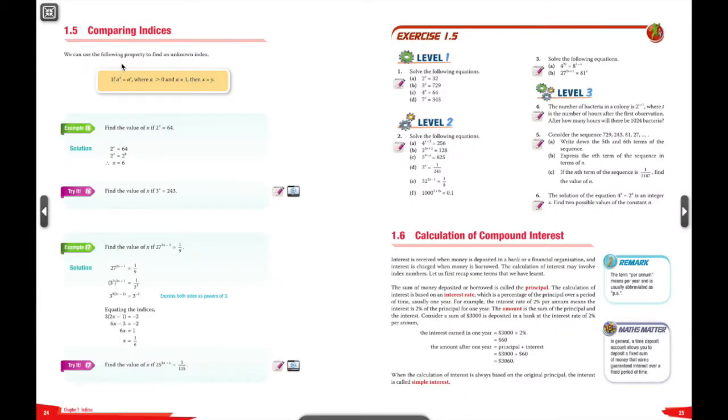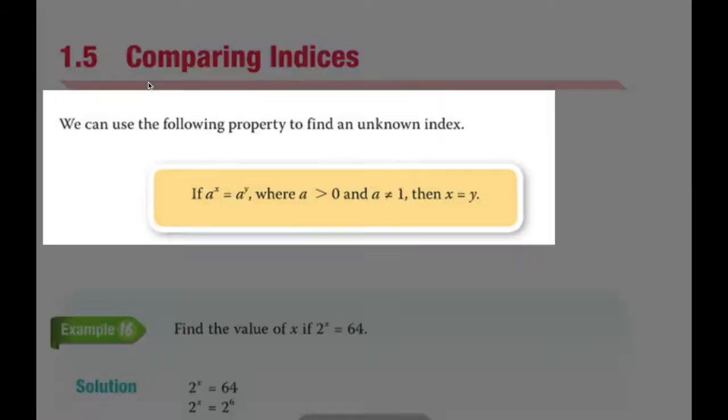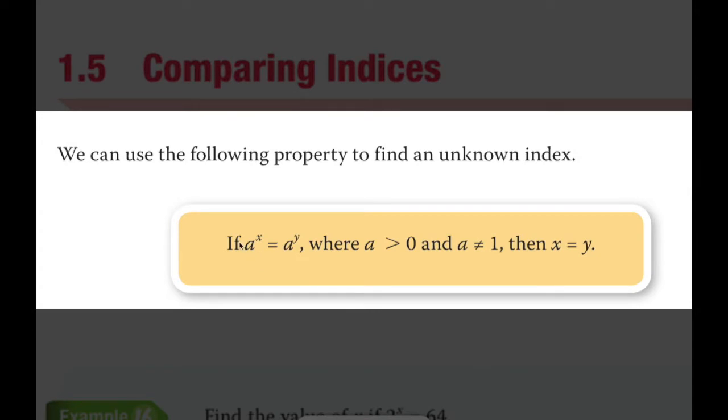On to 1.5, comparing indices. The idea behind this is when you want to find the unknown index, given that your base is the same and your base has to be more than zero, it has to be positive. And it shouldn't be one, because one to the power of any number greater than zero will always be equal to one, right?